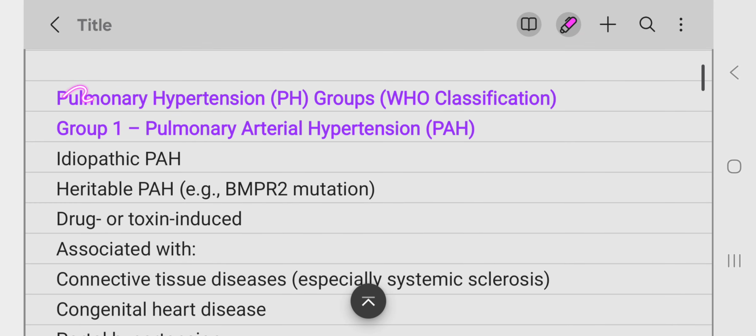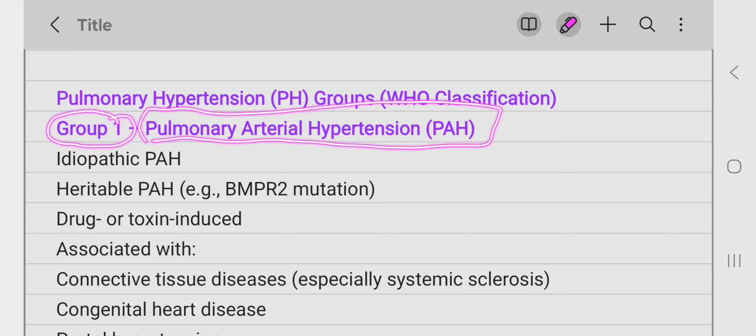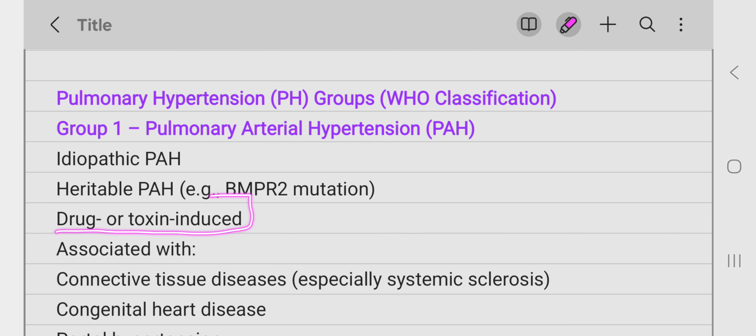So, what are the different groups of pulmonary hypertension? Pulmonary hypertension is divided into 5 groups. Group 1 is pulmonary arterial hypertension. Any condition that leads to structural changes in the pulmonary artery leading to the development of pulmonary arterial hypertension. These include idiopathic pulmonary arterial hypertension, then heritable pulmonary arterial hypertension, then drug or toxin induced pulmonary arterial hypertension.